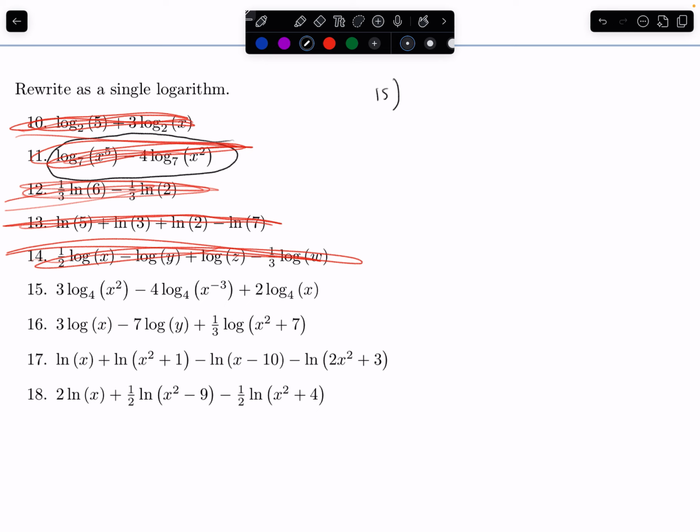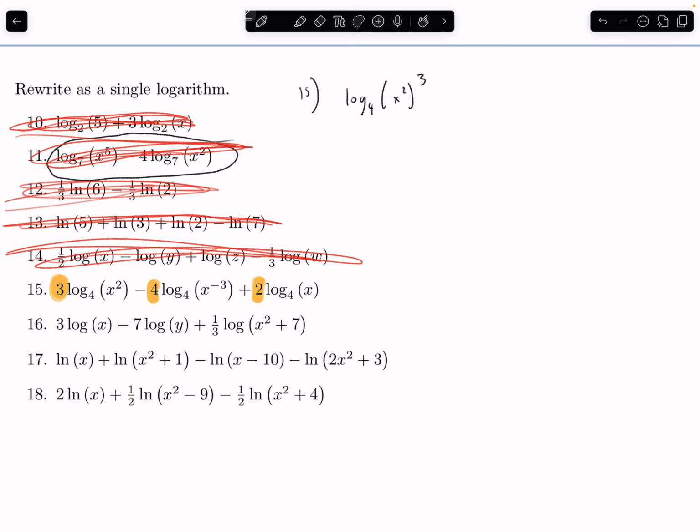Okay, 15. This thing is starting to look a little more ugly, but same procedure. I'm going to do that first step here. This should be an exponent, that should be an exponent, that should be an exponent. Looks like I need some more space, so let me move 15 over. This is log base 4 of x squared to the third power, minus log base 4 of x to the negative third, raised to the fourth power.